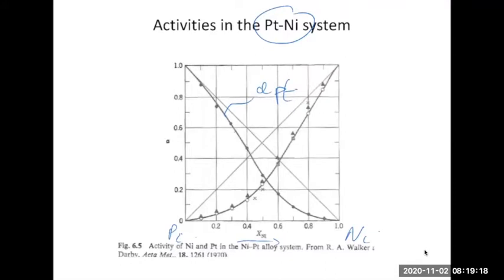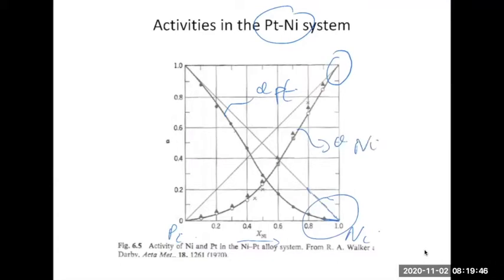For example, what you see here is that when it approaches nickel, the part where it actually becomes linear is still very far away from the Raoultian line. This would be the Raoultian line, where the activity is equal to the mole fraction. But exactly that part where it becomes linear is where the activity of nickel itself has become Raoultian.